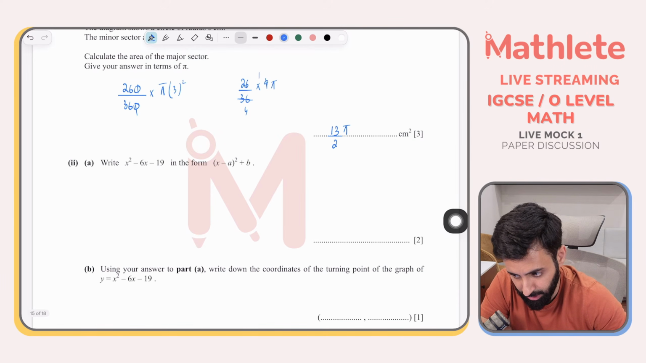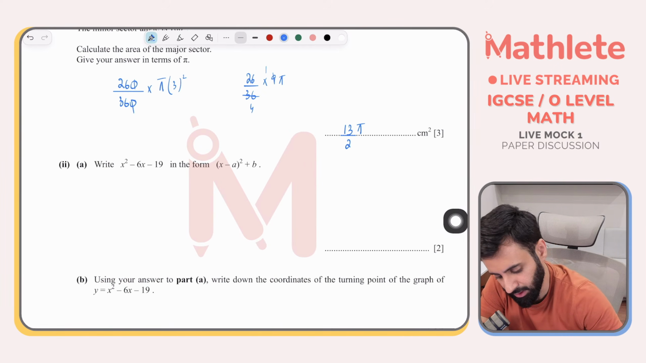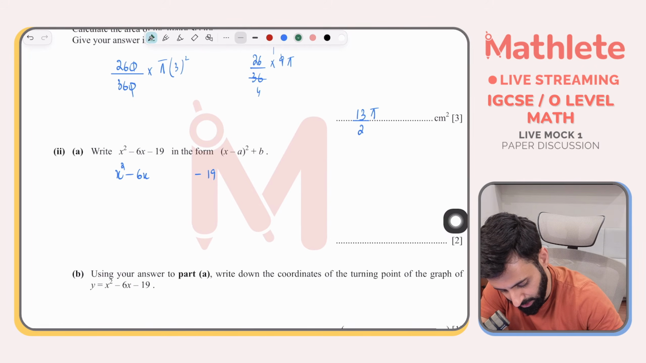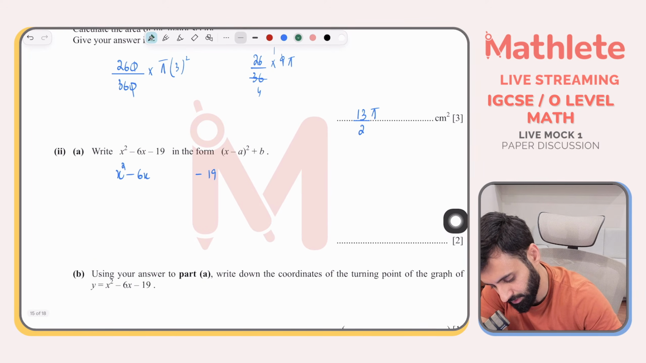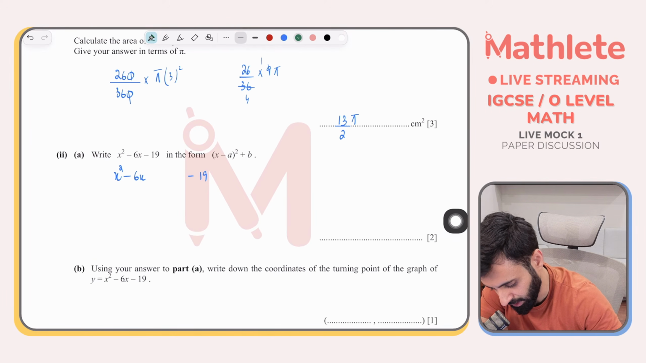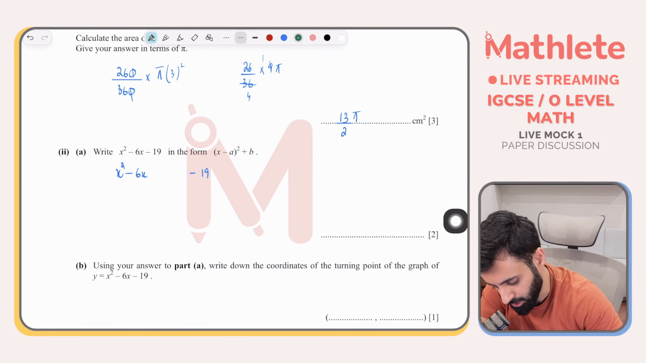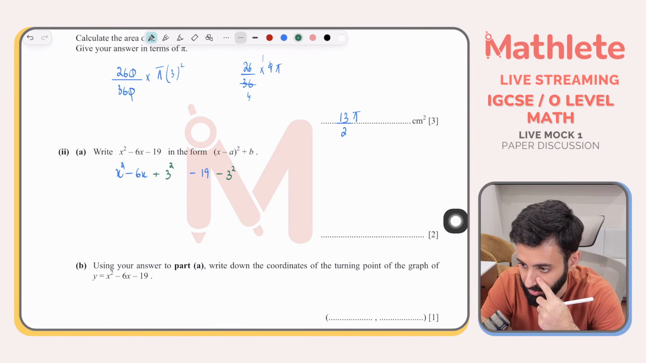Part 2 says, write this in completed square form. How do we write this in completed square form? First write x squared minus 6x, leave a bit of space, write minus 19. Those who don't know this will probably think that I'm doing something that's out of syllabus. This is not out of syllabus, this is something that you should know. This is completing the square. So what do we do to bring this in completed square form? We add 3 squared and then we also subtract 3 squared.